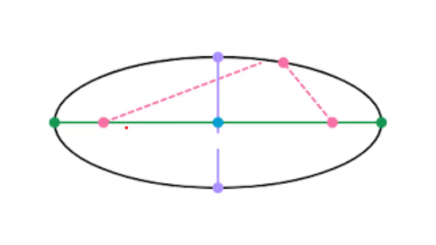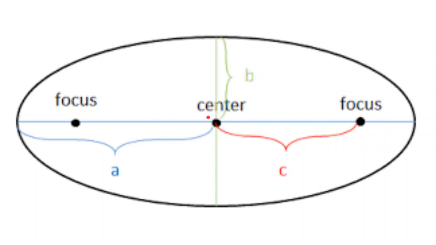And so, what do we call that? Well, we call it C. So here's the center, here's a focus. This distance is C, this distance is A, and this distance is B. And so, how do we find C? If we don't know where the focus is, how do we find C? Well, there is an equation for that. It's very similar to the Pythagorean theorem. It's a squared minus b squared equals c squared. And let's explain.